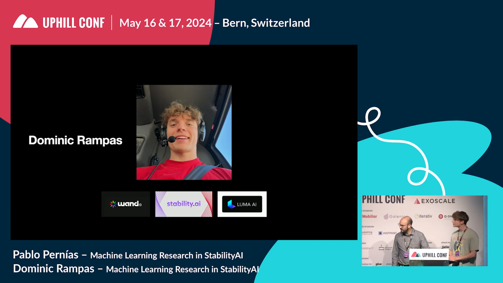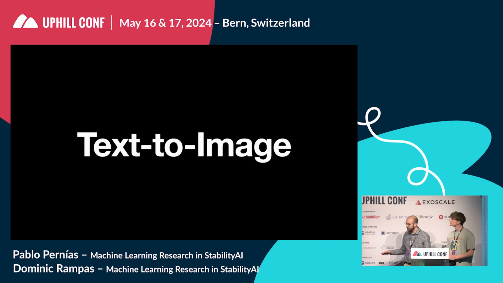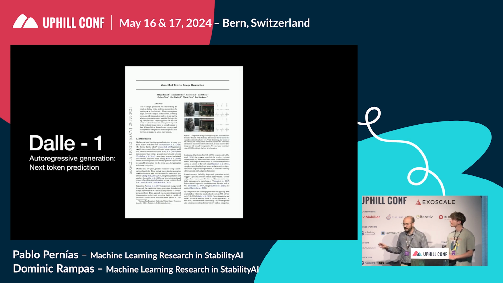All right, so now let's talk about text-to-image. I don't know how many of you know about text-to-image. We're going to try to give an overview of the different techniques that have been used during the past few years. And the first one, maybe it sounds familiar to some of you, was DALL-E 1. It was released by OpenAI.